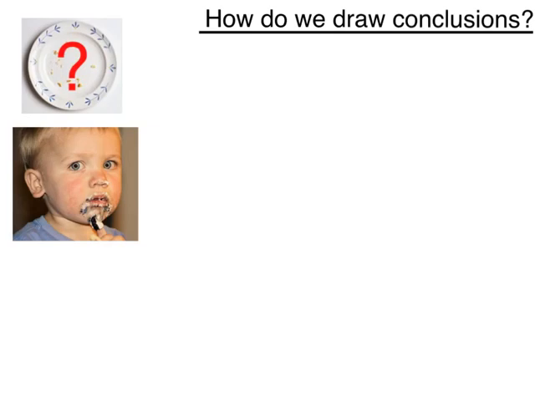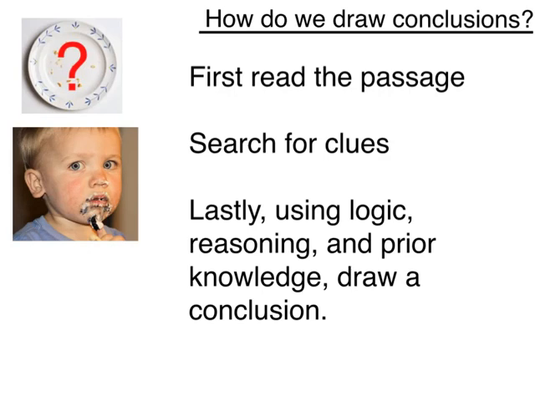In text, first you have to read the passage, because that's where the clues are. Next, you have to search for clues. Clues, like the crumbs on the toddler's face, are what you can directly see, or in the case of a text, what the author directly tells you. Lastly, using logic, reasoning, and prior knowledge, you can draw a conclusion.